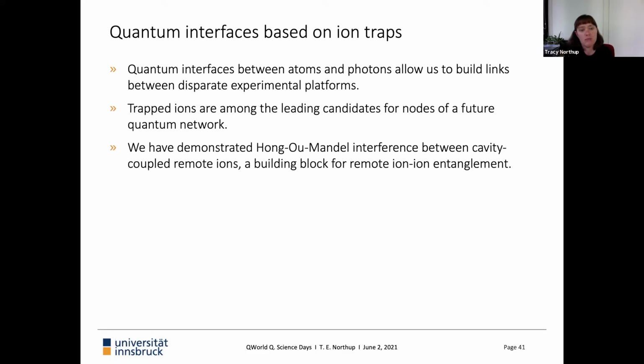And then the most recent experimental result along these lines that I highlighted for you was the Hong-Ou-Mandel interference that demonstrates this indistinguishability of photons that are entangled with remote ions. And then we're working now on using that as a building block for remote ion entanglement. And that's the data that we're taking now in the laboratory.